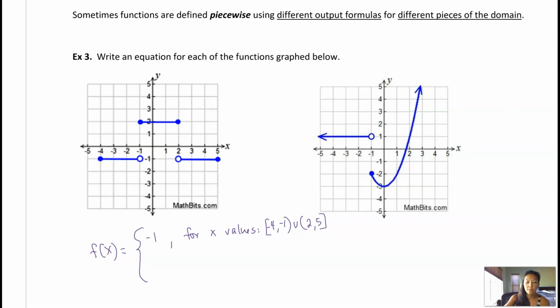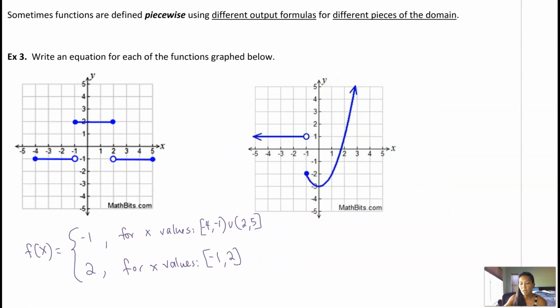And then the other function that we have is this horizontal line again. What is that y value? That's 2. And then that would be for the x values from -1 to 2 with brackets.